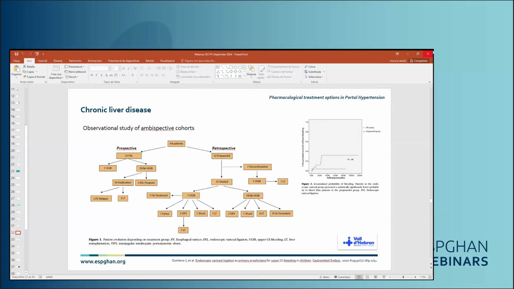I have to say that even though there weren't differences in demographic, laboratory, or ultrasound data pre-treatment, in the propranolol group you can see that there are many more patients that end up in liver transplant. It's 7 patients in total and just 3 in the prospective group. So the possible interpretation is that the pre-treatment severity of the propranolol group could have been greater and partially explaining these differences.